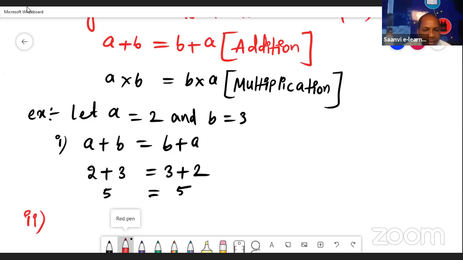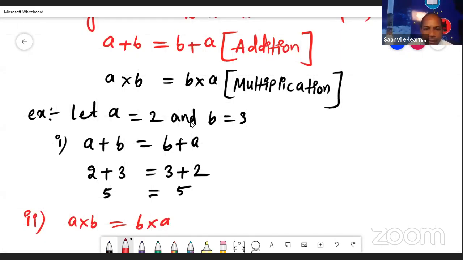What is given? A into b is equal to b into a. So we are multiplying two whole numbers in straight and reverse order. A into b is equal to b into a. So now check this condition.